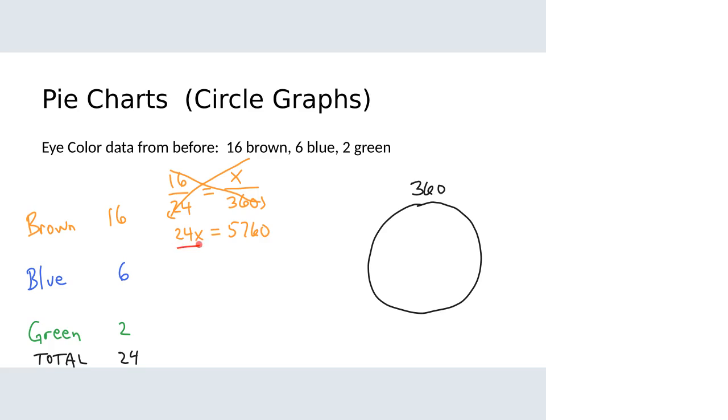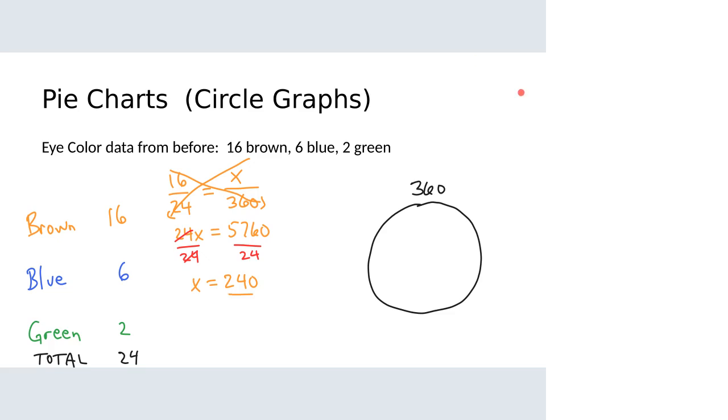And then to get x by itself, we're going to divide both sides by 24. So I'll divide by 24 on the left. Those will cancel. Divide by 24 on the right. And I'll find out that x, the number of degrees that I'm going to give to brown, is 240. So when I draw my pie chart over here, I'm going to need to give 240 degrees to brown.